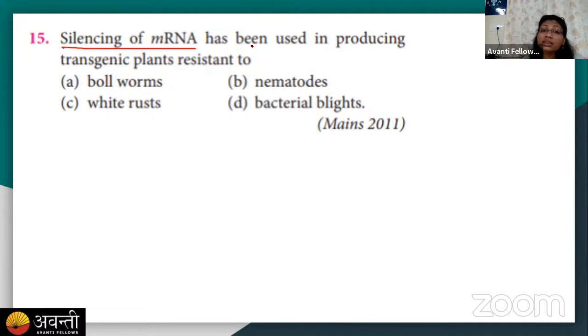So we know the silencing of mRNA technique is the RNAi technique, that is RNA interference. And this, right, Davangiri, the RNA interference technique is used for the parasitic nematodes which are found in the roots of the tobacco. Okay.